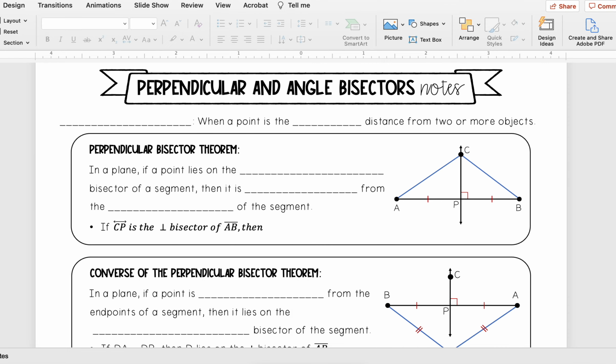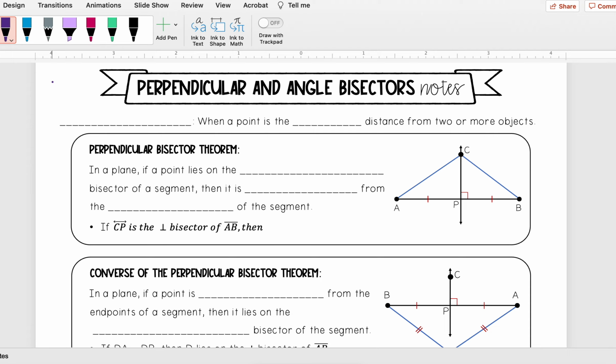Hello everyone, today we'll be doing a lesson on perpendicular and angle bisectors in triangles. First, for a vocabulary word, something we're going to be seeing quite a bit here is equidistant. What that term means is when a point is the same distance from two or more objects. It kind of sounds like it's meaning equal. We see that it looks like equal and distant, distance. So it's when a point is an equal distance from two or more objects.